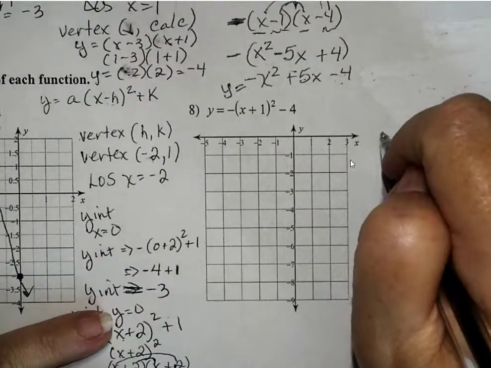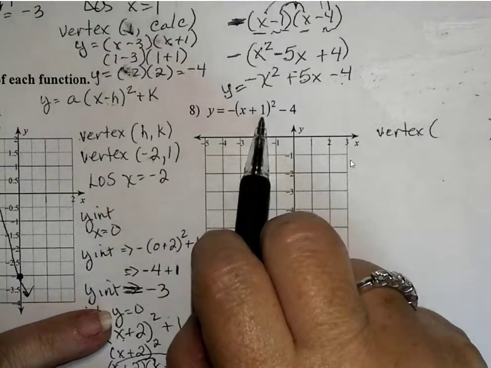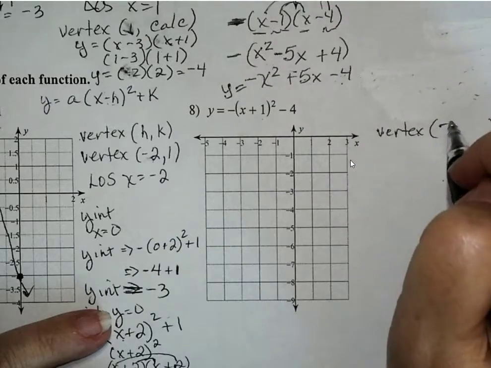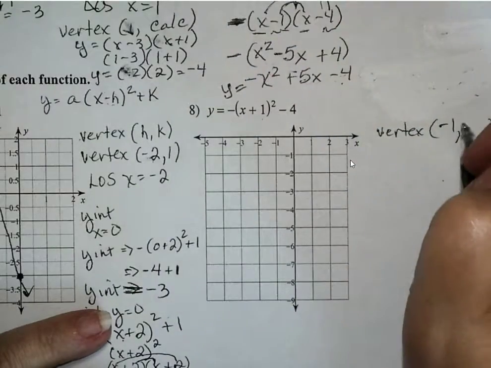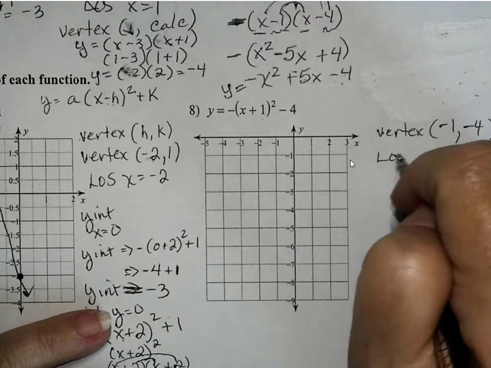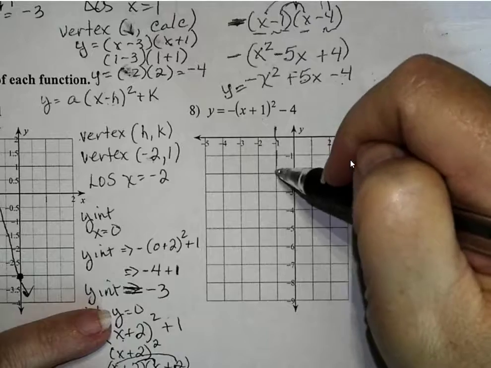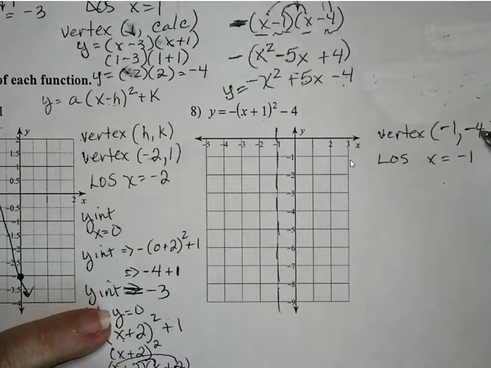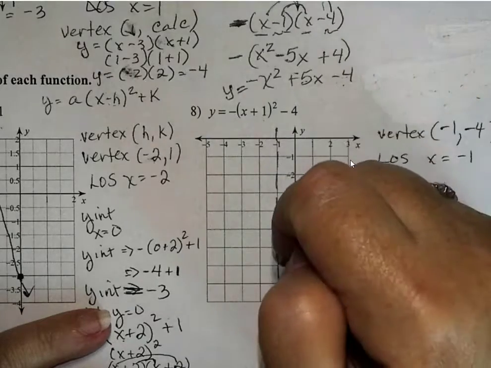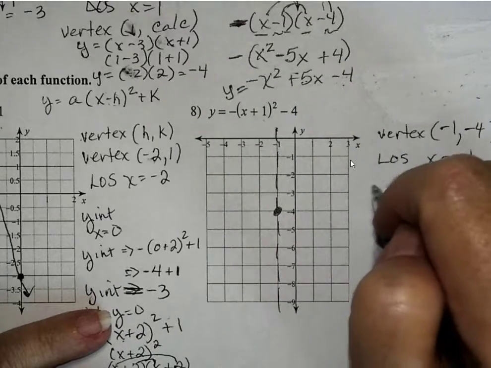Okay, so I'm going to have the vertex at the opposite of this, so that's going to give me -1, and face value of this says -4. That means my line of symmetry is going to be at x equals -1. So here's my line of symmetry, and my vertex is at -1, -4. I also need to find my y-intercept and my x-intercept.